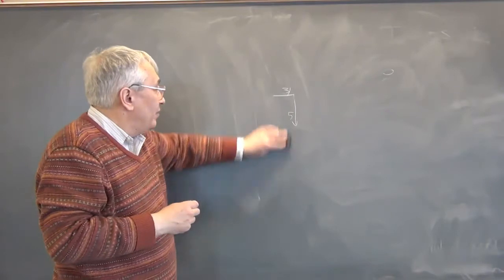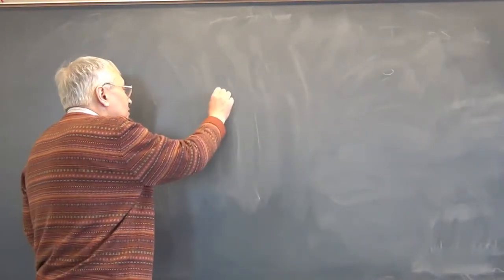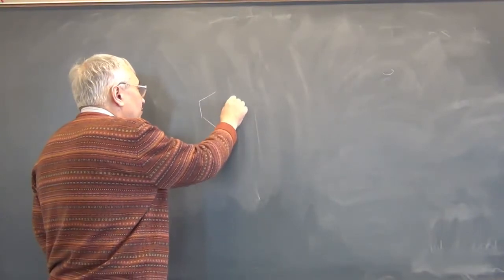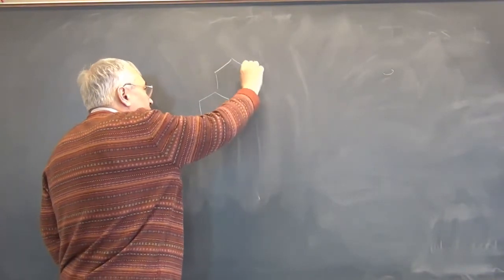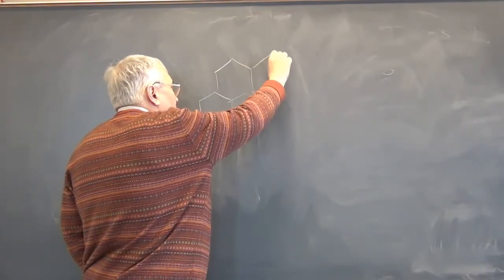Now, there are choices other than squares. The simplest choice other than squares is old-fashioned bathroom tile. It's little hexagons.